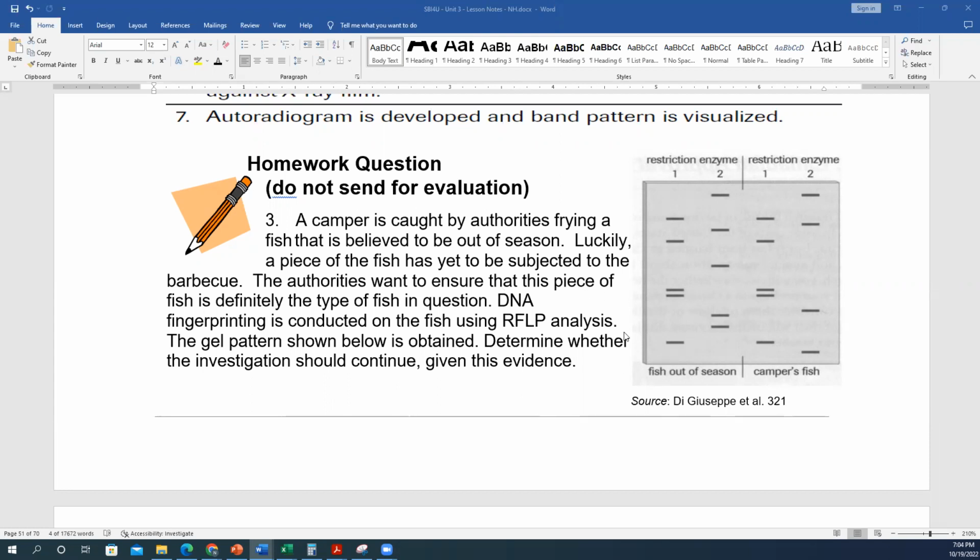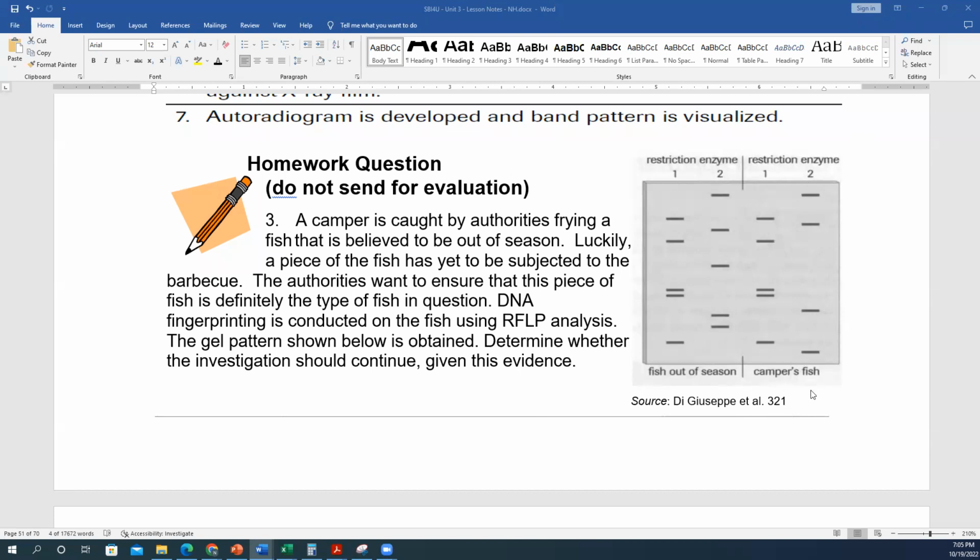And they have this restriction enzyme pattern. And so the gel pattern that's shown tells a certain story. This is the restriction enzyme pattern from the type of fish that is out of season. This is the restriction enzyme digest from the DNA of the camper's fish.